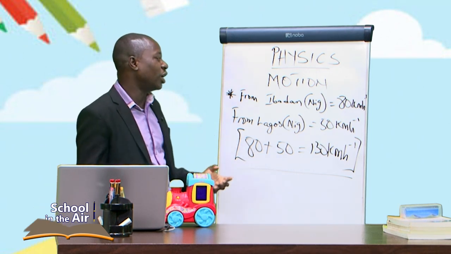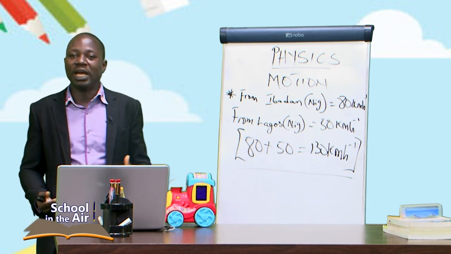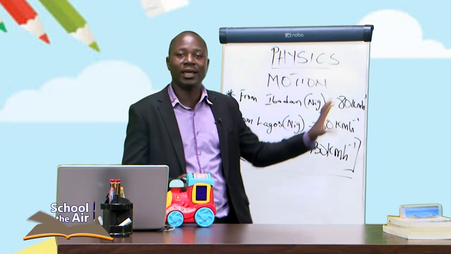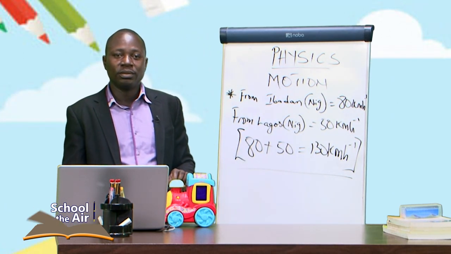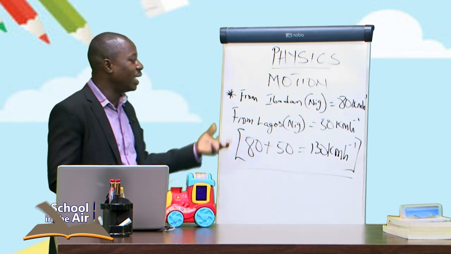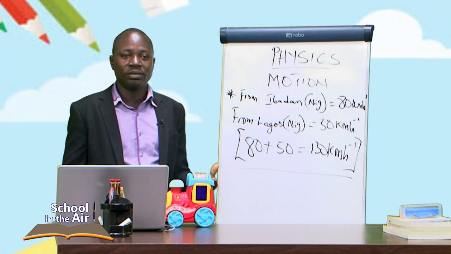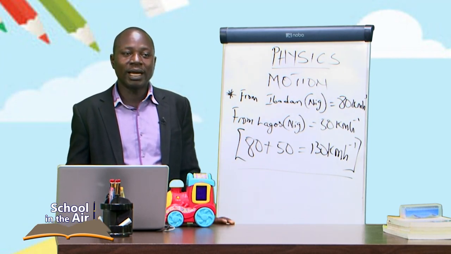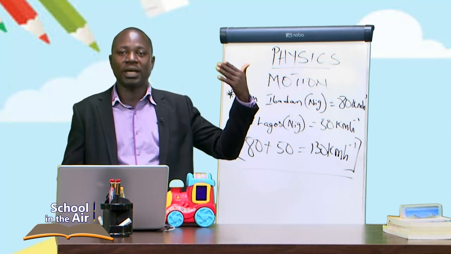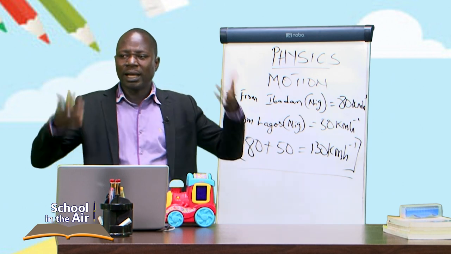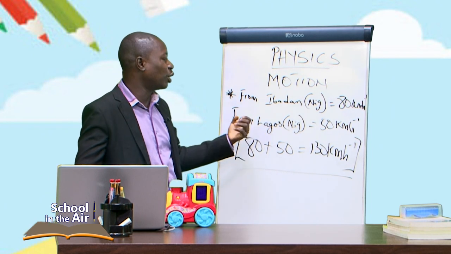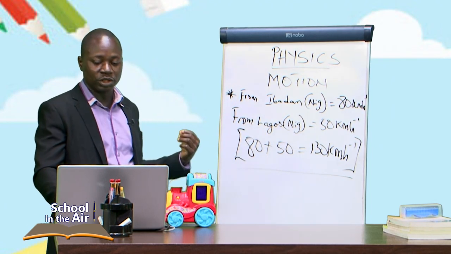But let's assume that you are moving in the same direction. Both of you are going to Lagos. You will be 30 kilometers ahead of your friend. That means what you will observe will be 80 minus 50, 30 kilometers. And that is the reason why when vehicles pass by, you just hear a sound, pew, pew. You'd imagine, are they going to heaven speeding this way? It's as a result of what we call relative motion.